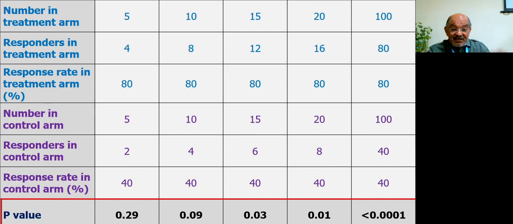Because this difference was there even with 5 in each arm, but you could not demonstrate it because your sample size was too small. That's called a type 2 error. There is a real difference, but your sample size is too small to actually achieve statistical significance. So what this p-value of less than 0.0001 means is you're more than 99.9999% sure that this difference is not due to chance. That's all it means, not how good it is.